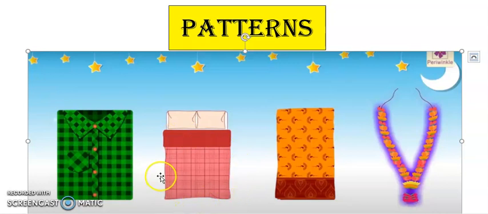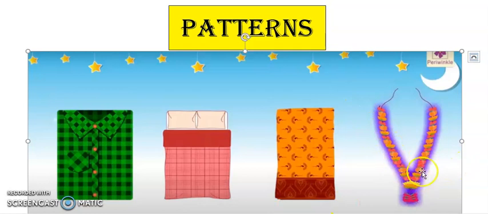This is the pattern here. Some designs are being repeated. You observe that, okay? And what is repeated here? This design is repeated, isn't it? One is facing down and one is facing up. Look at this. And look at this design. This is repeated. These designs are facing this side and these designs are facing this side, isn't it?